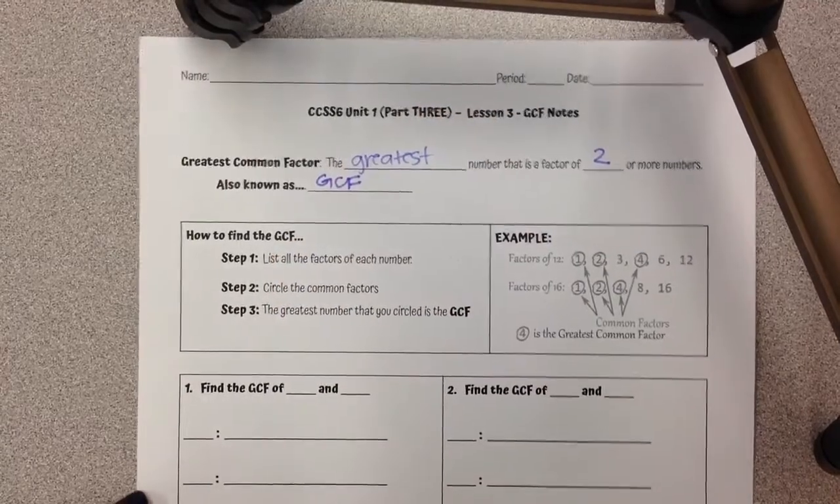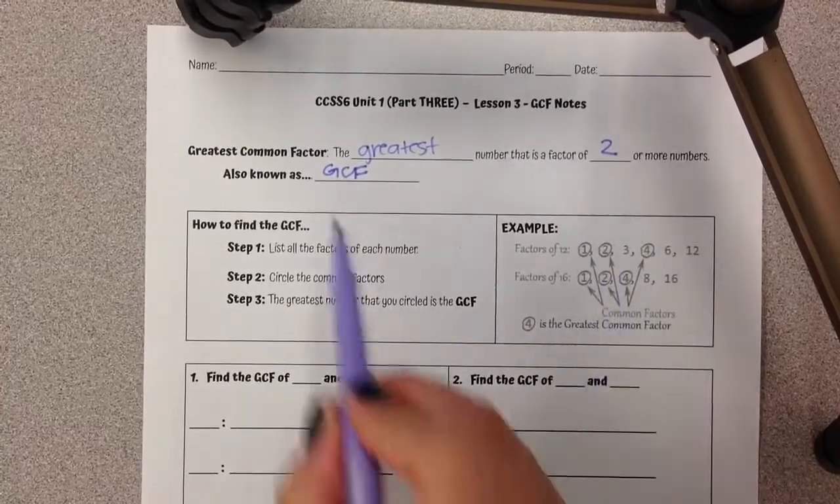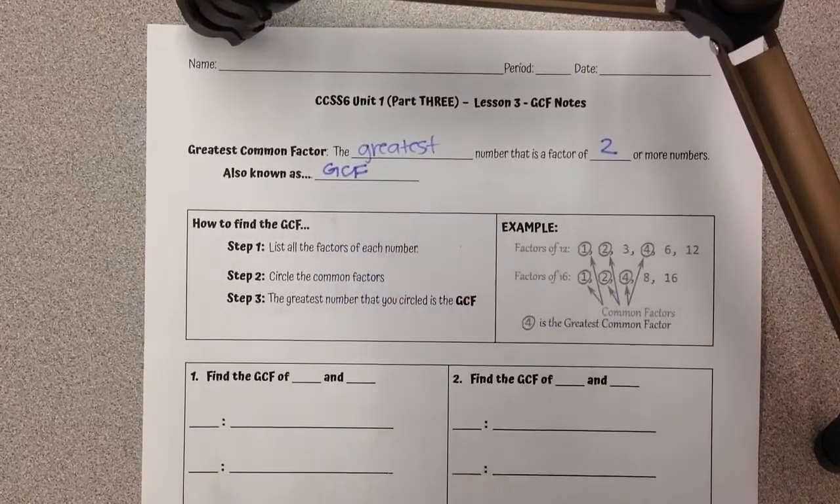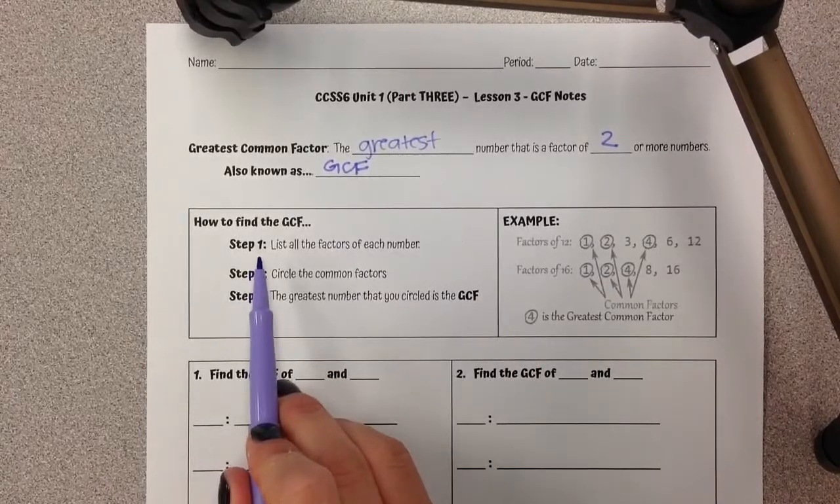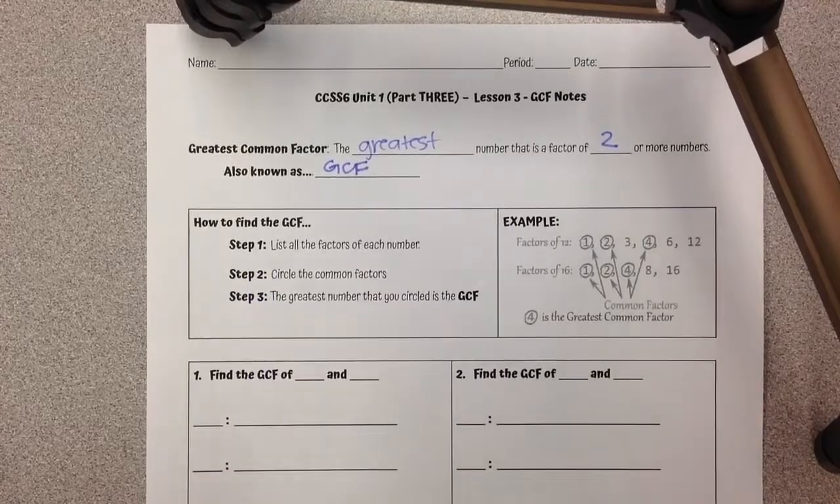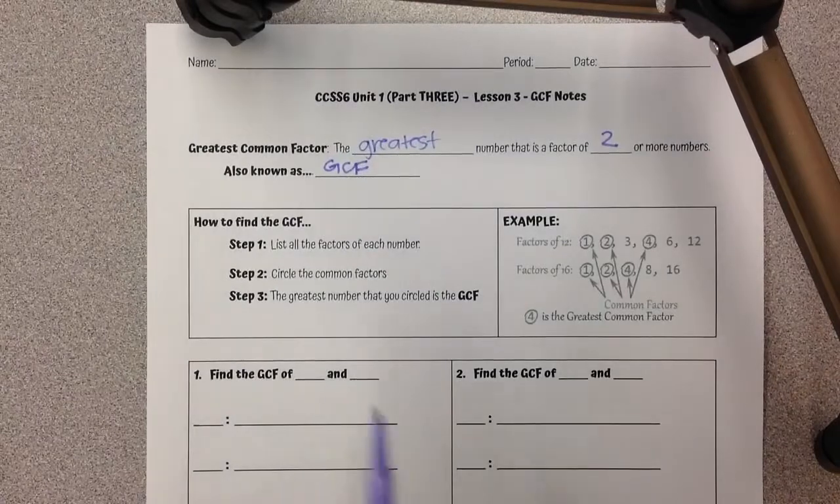So just like least common multiple, you're looking for numbers, in this case factors, that both numbers have in common. Instead of looking for the lowest one, this time you're looking for the biggest one. Okay? So how to find the GCF? The first thing you do is list all of the factors of each number. You can find all of the factors on your factor chart, so you are welcome to use that.